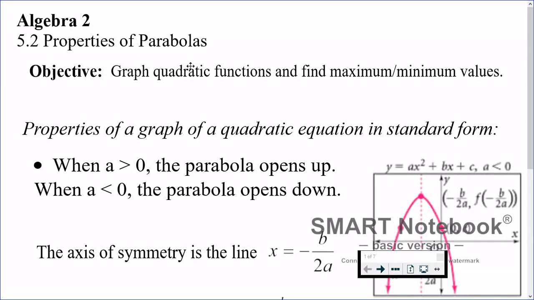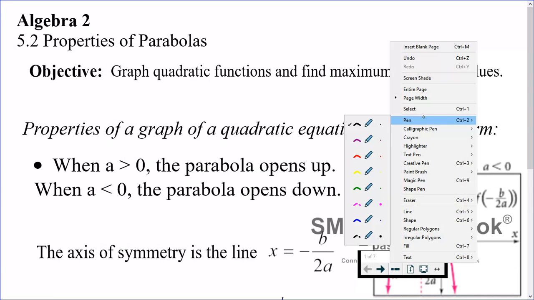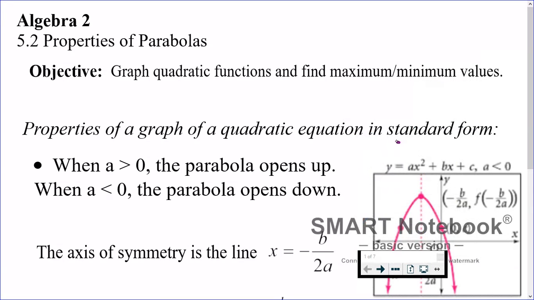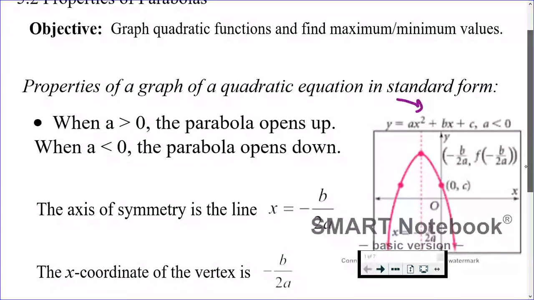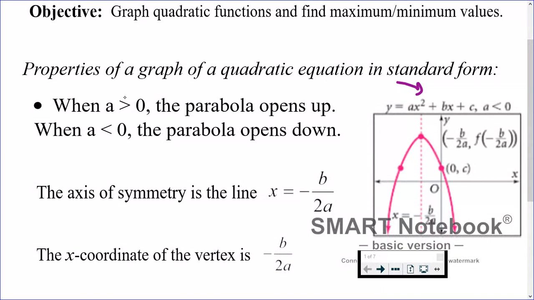Standard form is what you see right here, where it's ax squared plus bx plus c. When a is greater than 0, so positive, the parabola opens up. That's kind of like the ones we were looking at for the most part in the first lesson. When a is less than 0, it opens down. This example here is one where the a would be negative and it's opening down.